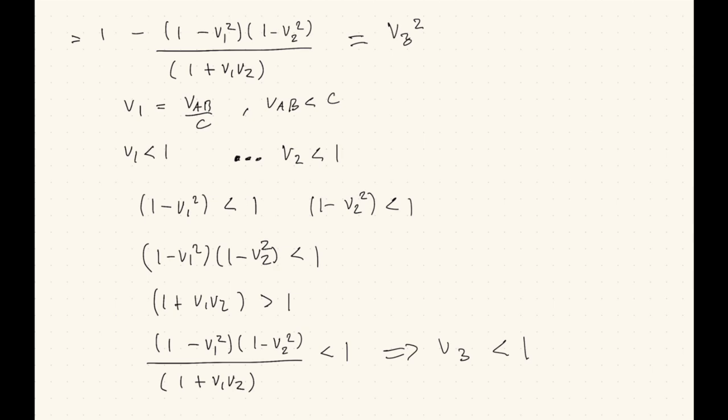What this tells us is that VAC is less than C. And what this means is that for all velocities less than C, the fundamental limit is still going to be C. Thank you.